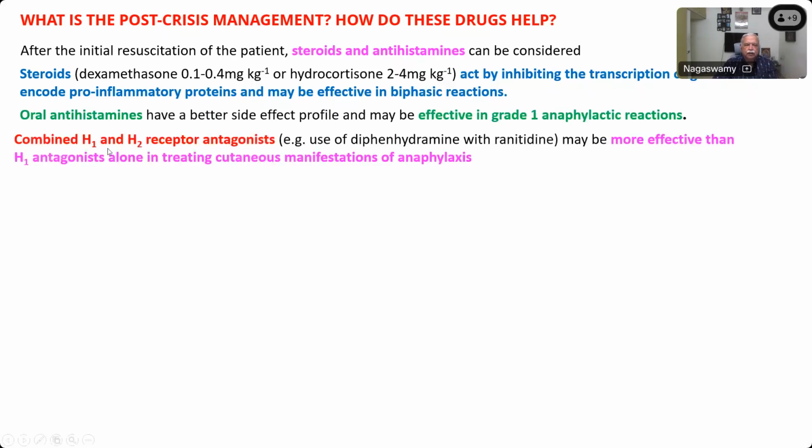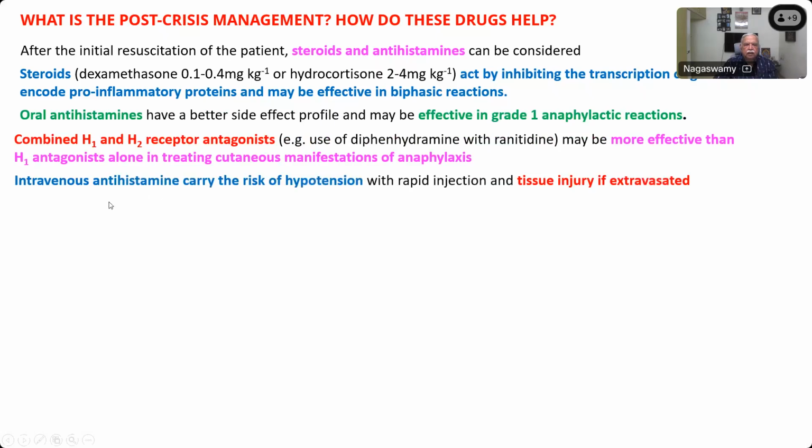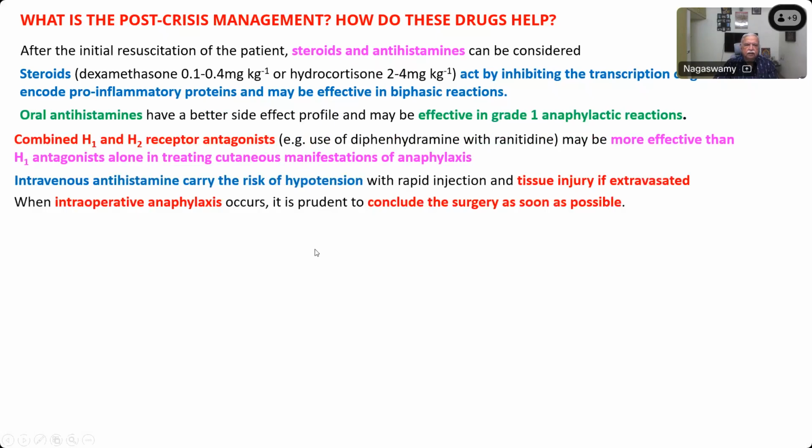And a combination of H1 and H2 receptor antagonists like diphenhydramine and ranitidine may be more effective than diphenhydramine alone, that is Benadryl. And intravenous antihistamines have a risk of causing hypotension if given rapidly, and tissue injury if extravasation occurs. And when intraoperative anaphylaxis occurs, it's prudent to conclude the surgery as soon as possible. So tell the surgeon it has happened, and better not to proceed if you have not started.